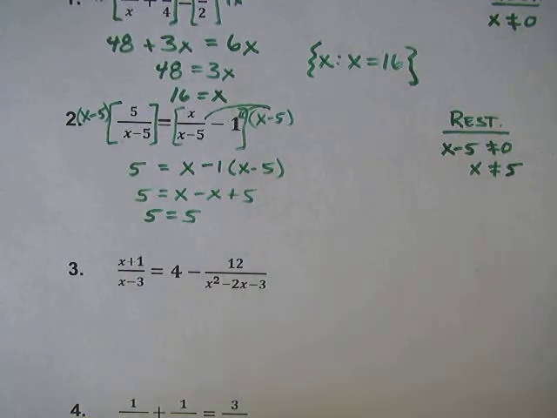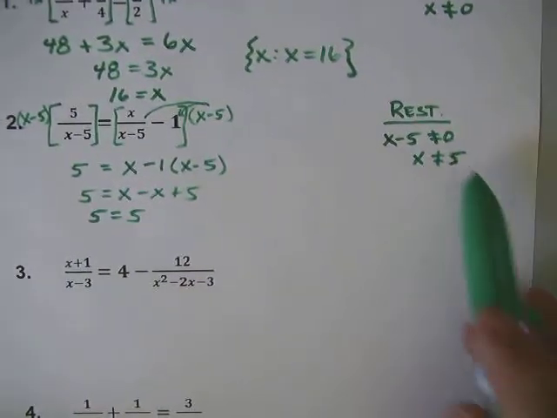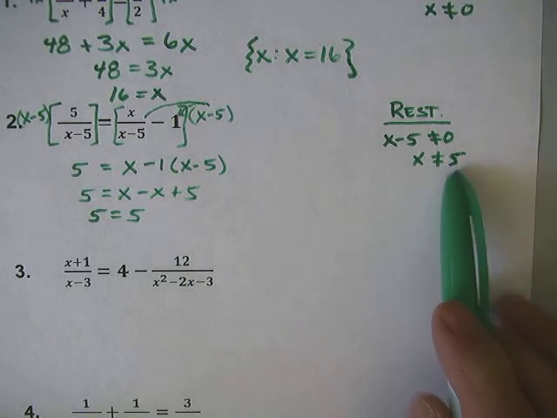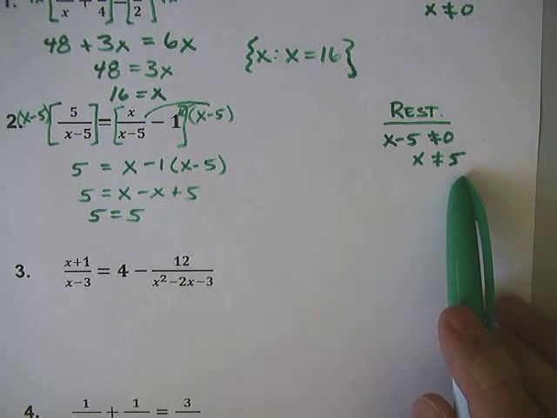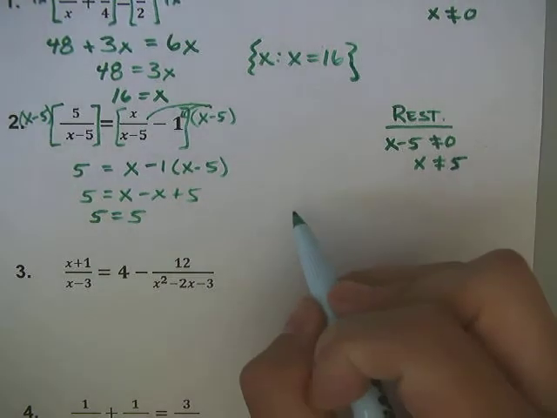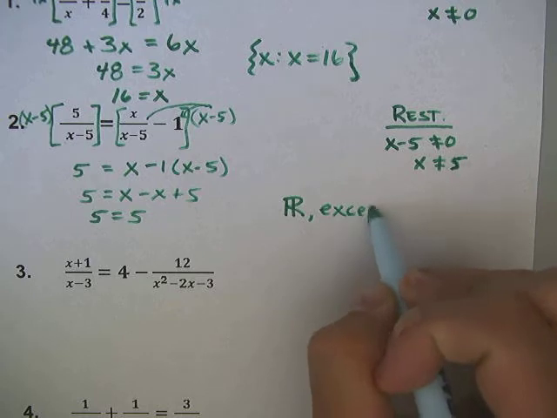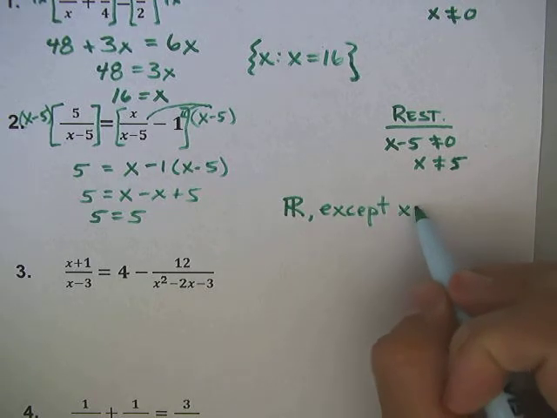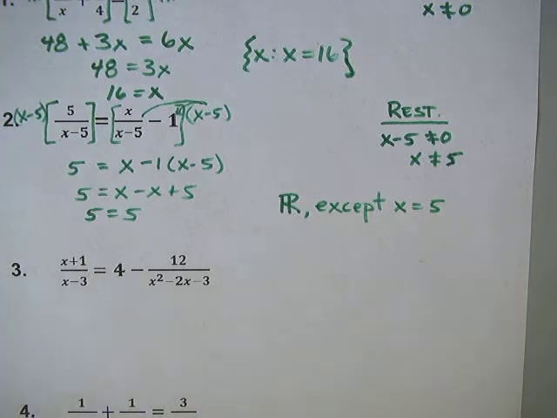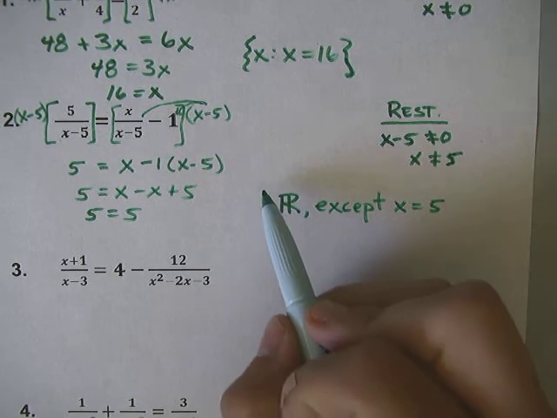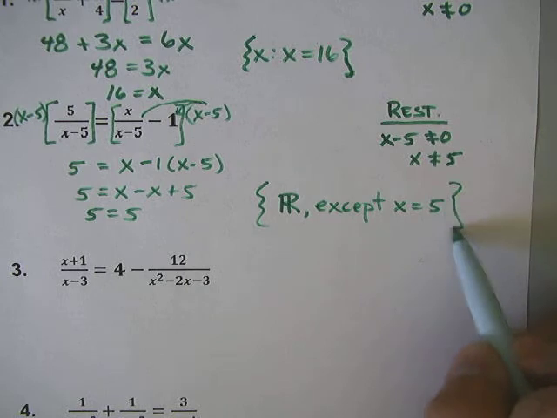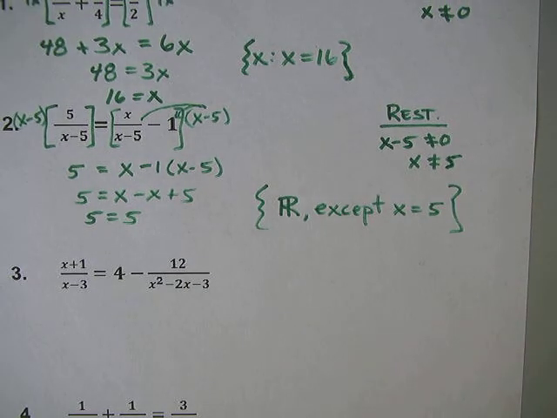Well, what does that mean? Remember that if I get my variables to cancel and I get a true statement like 5 equals 5, 9 equals 9, 0 equals 0, that's telling me that I'm going to have an infinite amount of solutions. Anything I want to pick will work. However, we do have a restriction. It says x can't be 5. So what does that mean? Well, that is telling us that all my answers are going to be all real solutions except x equals 5. Okay, simple as that.